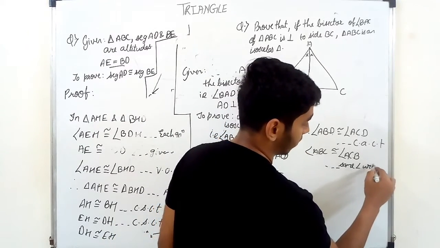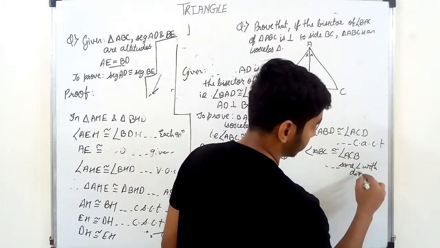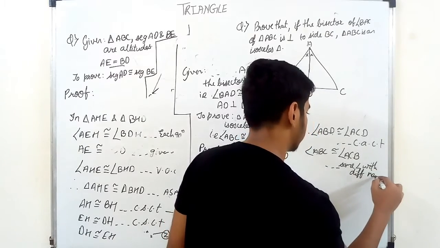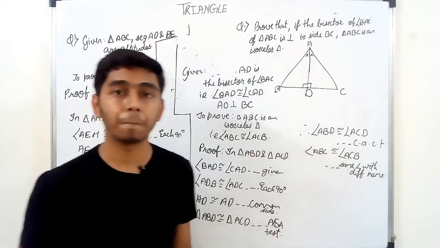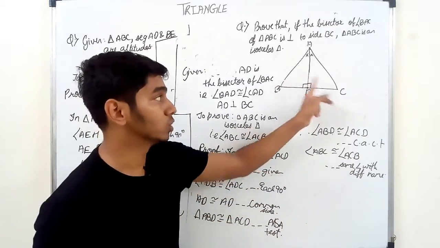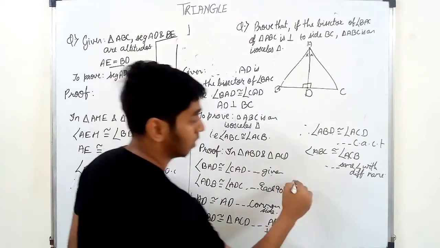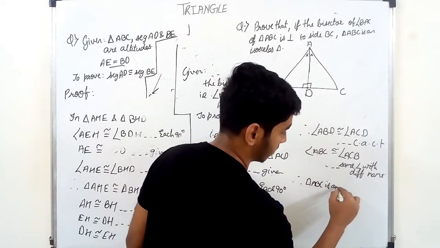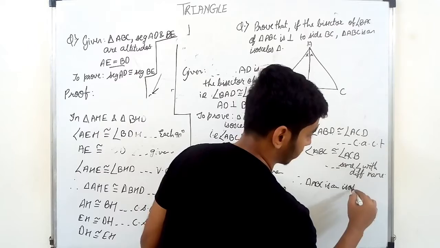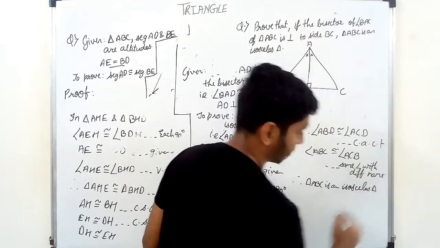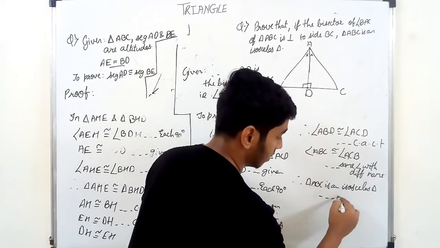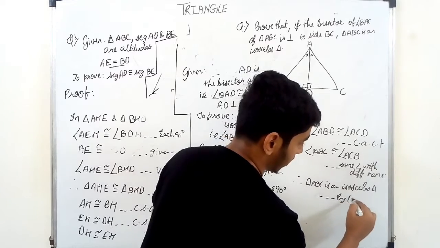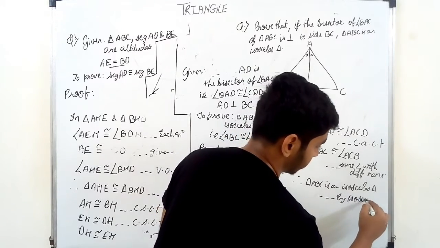Same angle with different name, correct? So we have got these two angles congruent. Therefore, we can say triangle ABC is an isosceles triangle. Okay, we can write the reason by isosceles triangle theorem.